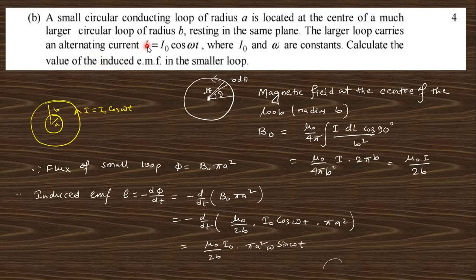A small circular conducting loop of radius a is located at the center of a much larger circular loop of radius b.